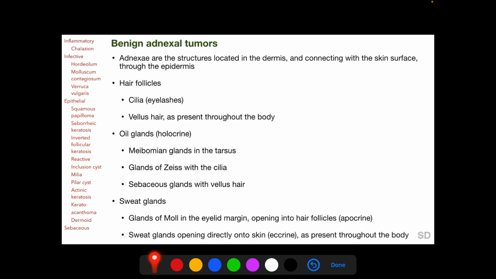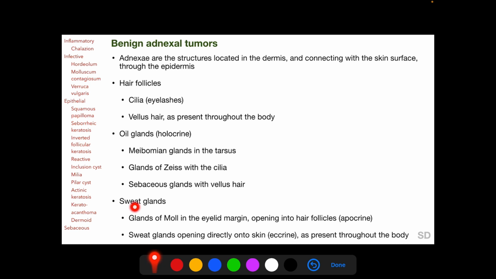Oil glands are holocrine glands in that during the secretory process, the entire glandular cell is destroyed and the secretory product is then discharged into the excretory duct of the gland. And the oil glands present in the eyelid include meibomian glands in the tarsus whose ducts discharge the secretion in the eyelid margin, the glands of Zeiss whose ducts discharge the secretion in the hair follicle of the eyelashes, and like the rest of the body, sebaceous glands which discharge their secretion into the follicle of the vellus hairs.